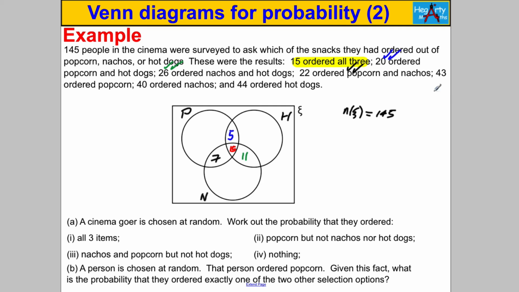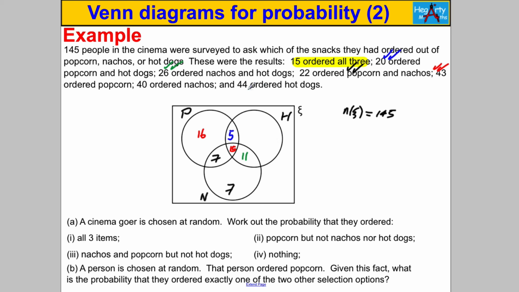Now we're nearly there. We're also told 43 people ordered popcorn. Well, 5 add 15 is 20, add the 7 is 27. So in order to work out the number of people here, we would do 43 people that ordered the popcorn, take away 27, and 16 people must be here. We've used that fact. 40 ordered nachos, so 40 people must be in this entire circle. Adding these up, 7 and 15 is 22, add 11 is 33. We want this whole thing to add up to 40, so 40 subtract 33 is 7.